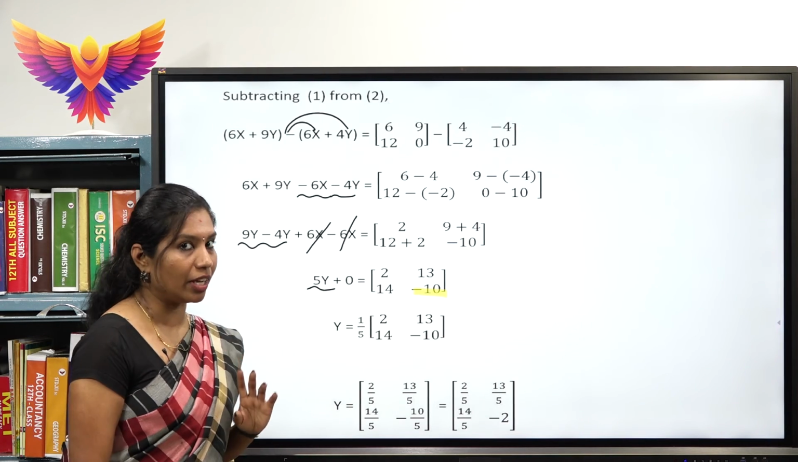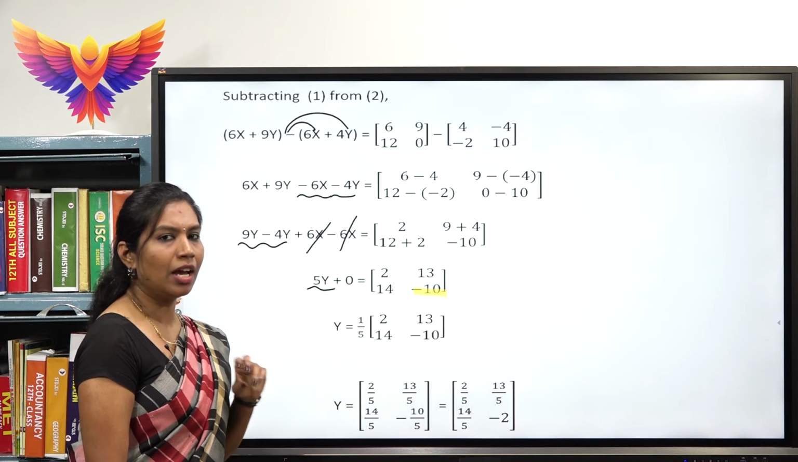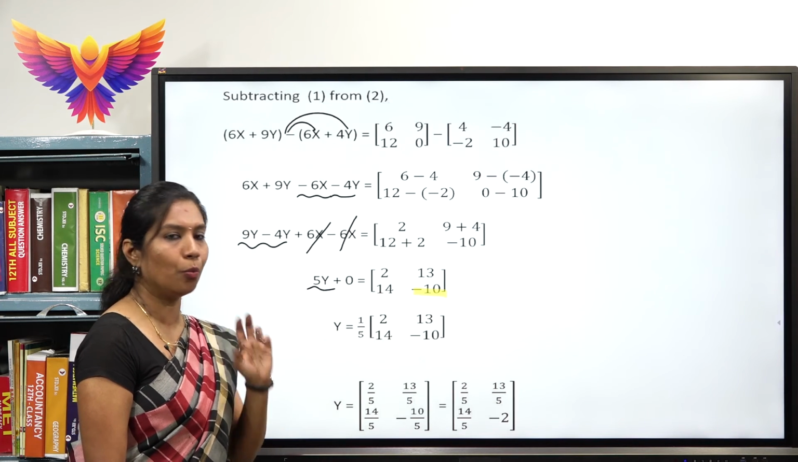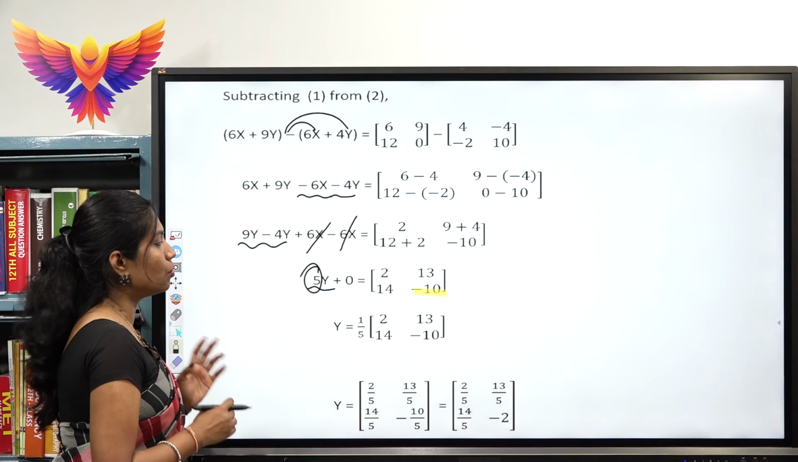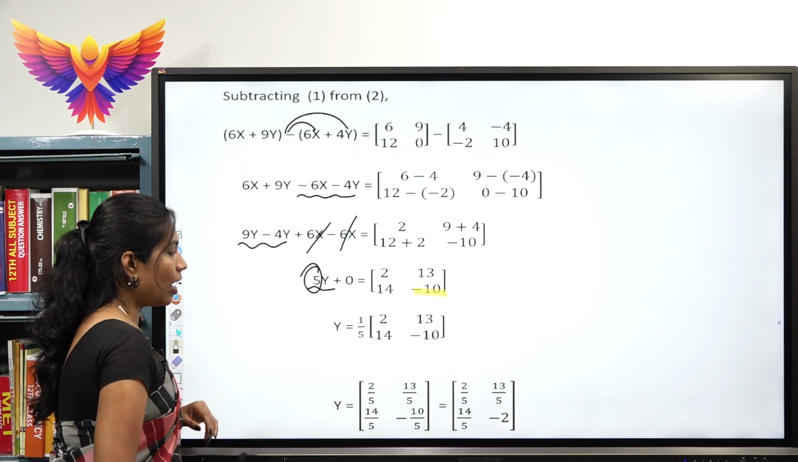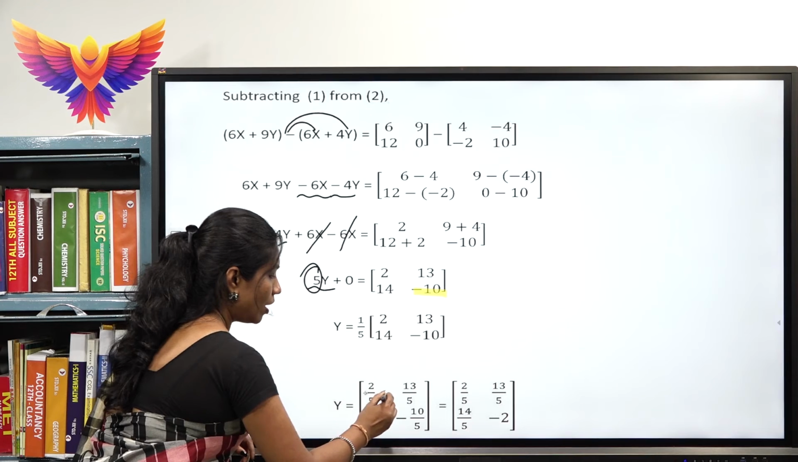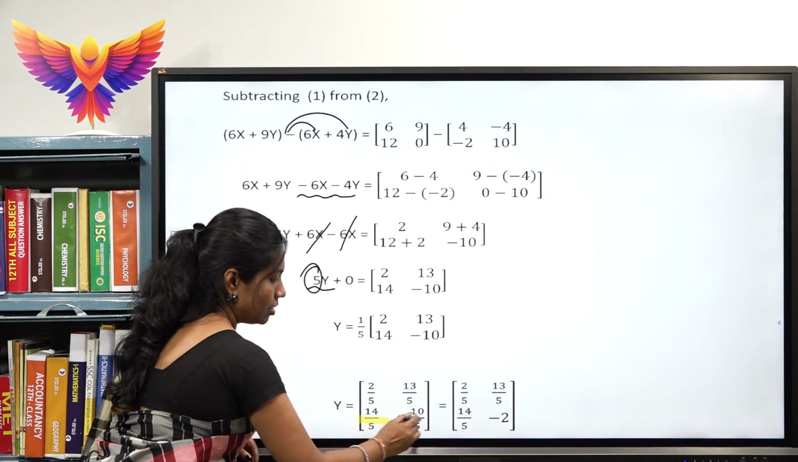I need only y here. I do not want 5y. I need the coefficient of y to be 1. I just have to find out what the unknown value y is. So what I will do here is divide the right hand side matrix by 5. When I simplify that further, I will be getting y is equal to 2 by 5, 13 by 5, 14 by 5 and minus 10 by 5.